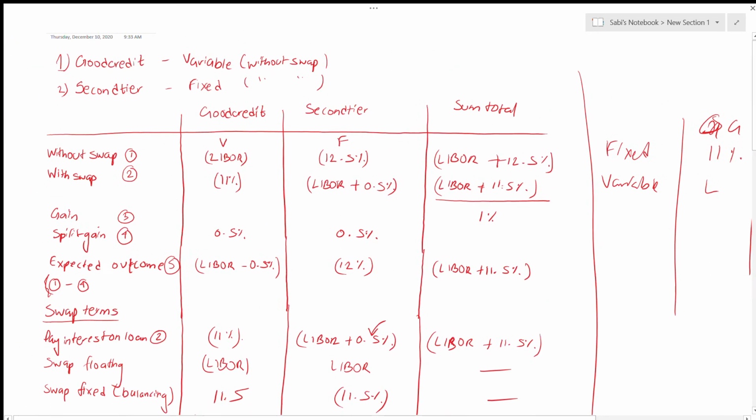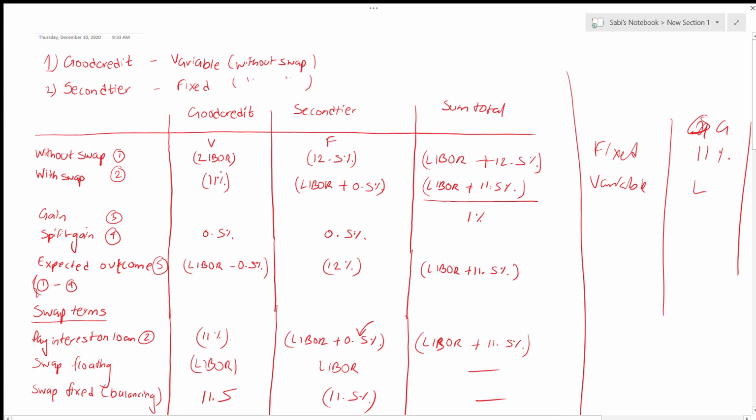Just see, are they swapping for fixed? Exactly, they're swapping for fixed. Just check this. With swap, it's fixed rate. So exactly, that's why they are getting this gain. If swap does not work that way, you will never get gain.